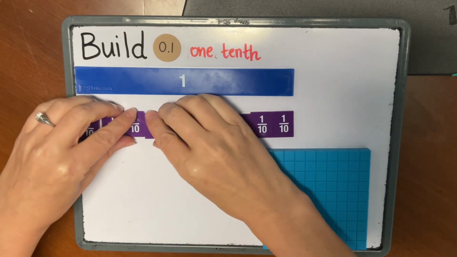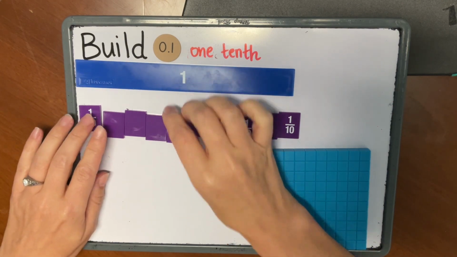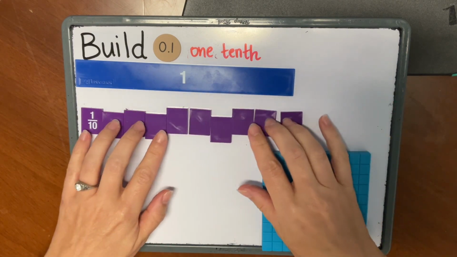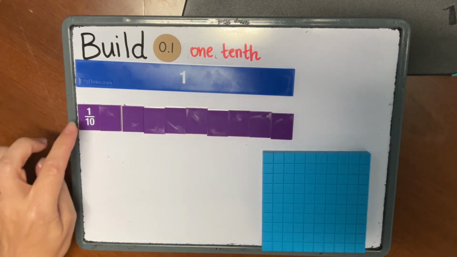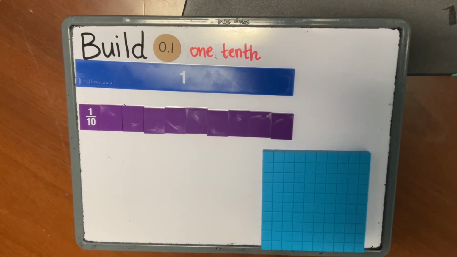Or I could flip it the other way and show that this is 1/10, one piece out of 10 pieces. Thinking of it this way, I have built 1/10 out of one whole. How would I do it with base 10 blocks?